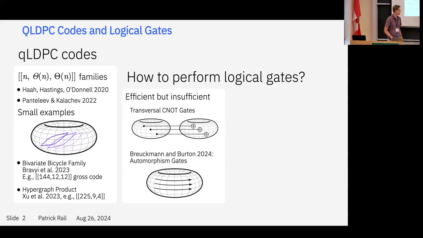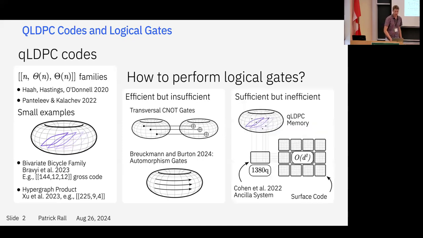In particular, this family of automorphism gates is very interesting. It exploits the sort of toroidal structure of these bivariate bicycle codes. You can shift the qubits along the torus and implement logical gates this way. However, they also only give you a relatively small family of gates to work with. So that's efficient but insufficient.